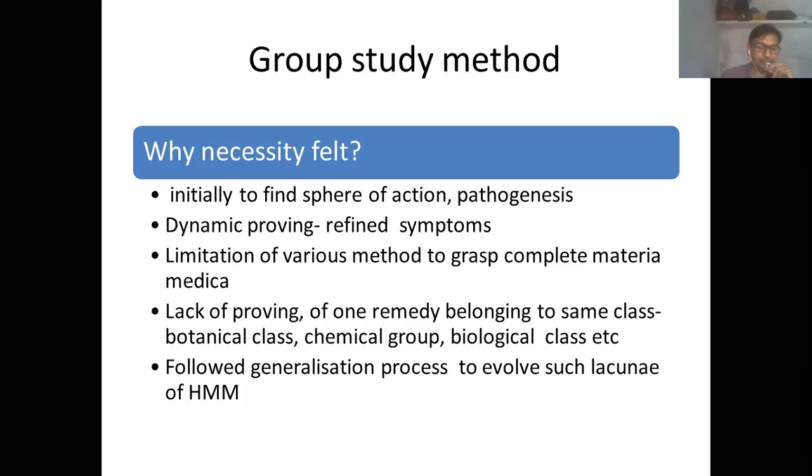Now, if we see the history of evolution of homeopathic materia medica, the evolution of different ways of study of homeopathic materia medica. Initially, the study of materia medica was only limited up to the sphere of action, up to the pathogenesis. I have explained these terms, sphere of action and pathogenesis, in my previous lectures. Refer to those lectures and understand. And this part was mainly related with the initial days where the drugs were in a crude form.